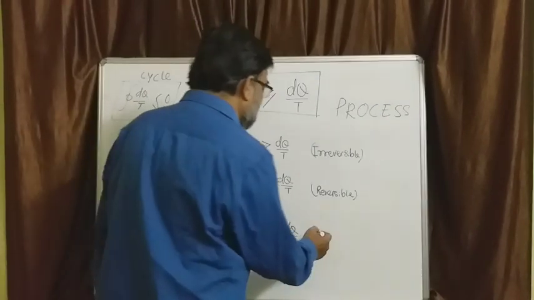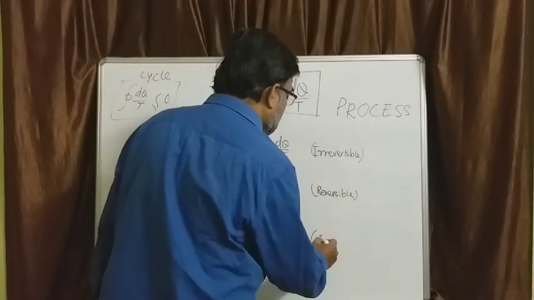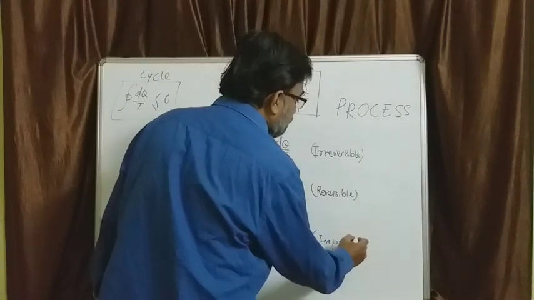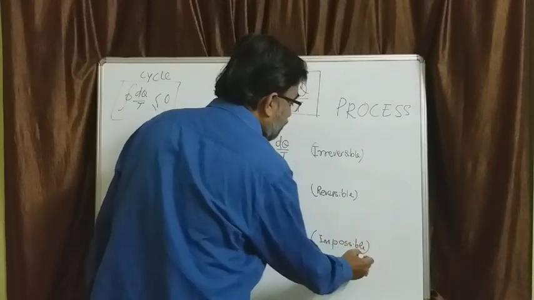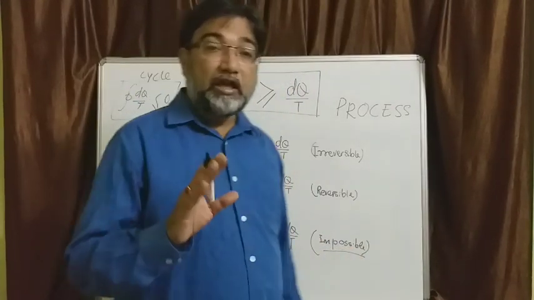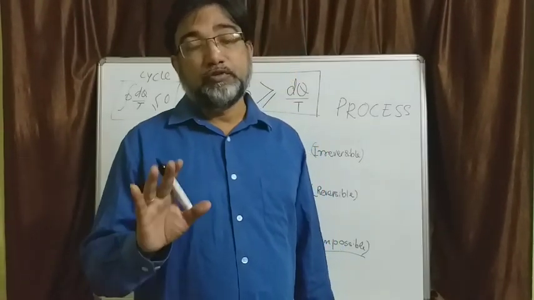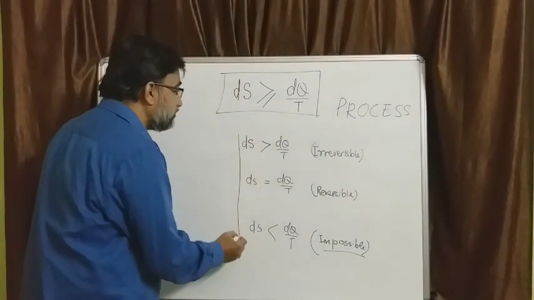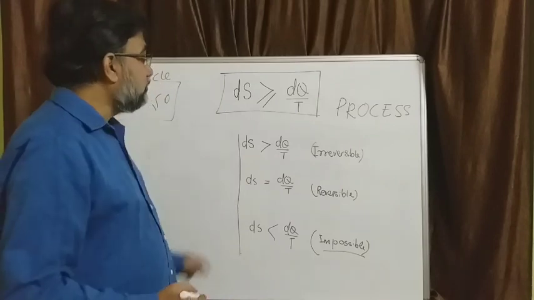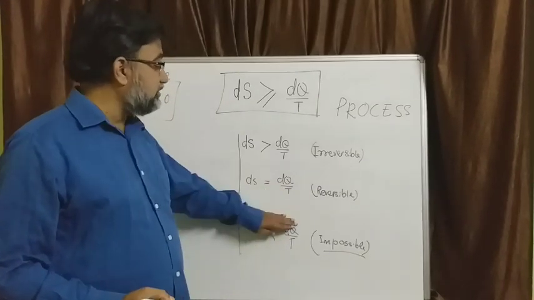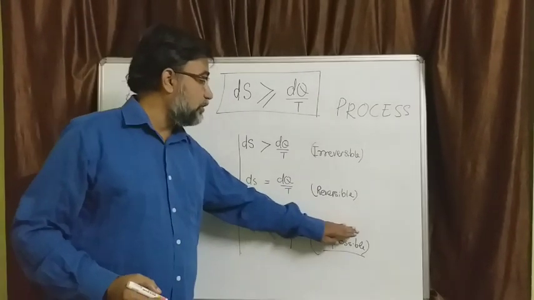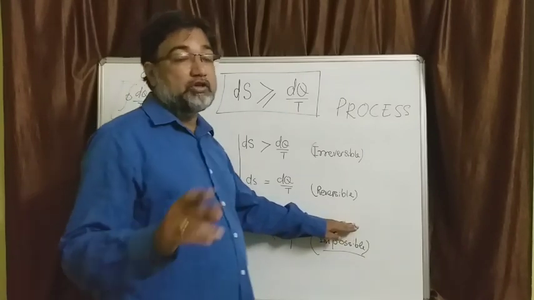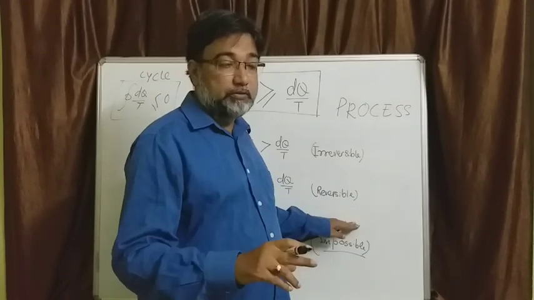But when ds is less than or equal to dq by T, then this process is not even theoretically possible. So it is an impossible process. So there are three possibilities: ds is either greater than dq by T, ds is equal to dq by T, or ds is less than dq by T. Actually this last one is not a possibility. These two are the possibilities. In one case the process is reversible, in the other case the process is irreversible.